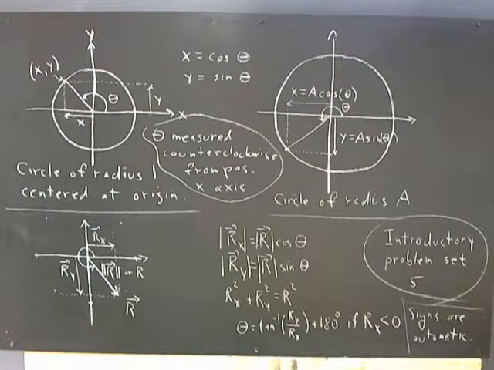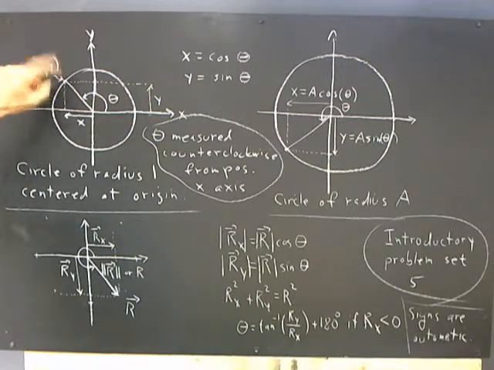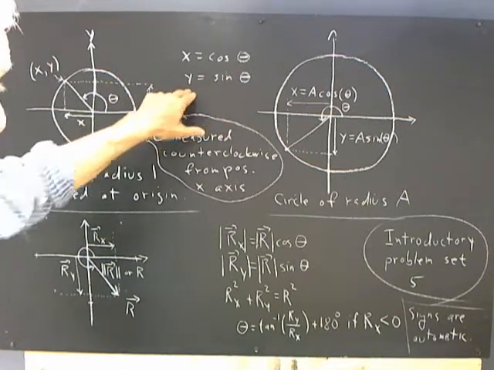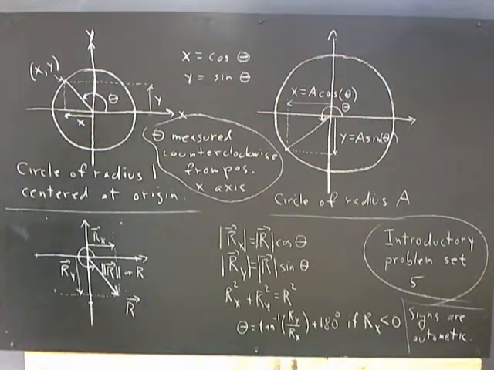Now, with that convention, our definitions of sine of theta and cosine of theta are very straightforward. If the point is xy, then the cosine of theta is going to be x, the sine of theta is going to be y. Now, that reconciles just fine with the triangular definition of the trigonometric functions.